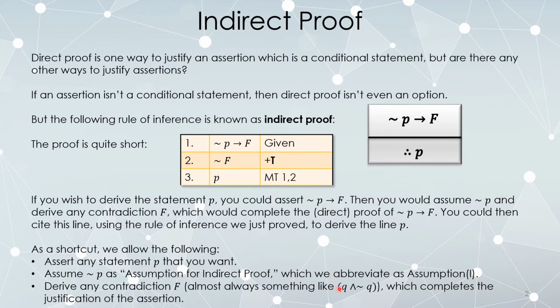Contradictions almost always look like Q and not Q, a statement and its negation. By the law of contradiction, this cannot possibly be true. You cannot have a statement and its negation both be true at the same time. So this is a contradiction. So from our assumption of negation P, we derived some sort of contradiction. Therefore, this is what we've implicitly shown, meaning through this rule of inference, P must be true. We shortcut that by simply saying assertion P. Move to a subnumber. Assume the negation of what you just asserted and work towards a contradiction, and then you're basically done with the justification.